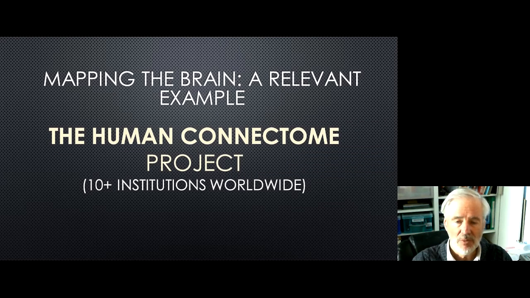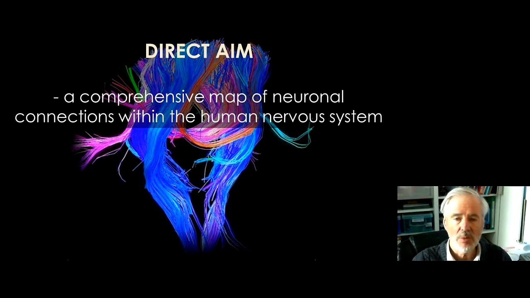Mapping the brain is not an easy matter by any long chalk, and the Human Connectome project makes that quite clear. This is a project that started up in 2 universities in the United States, but is now a worldwide project with many institutions taking part. And if you go to the websites, you will find described the various aims, and one of them, the direct aim, is a comprehensive map of neuronal connections within the human nervous system, and that image you see I took from one of those websites.